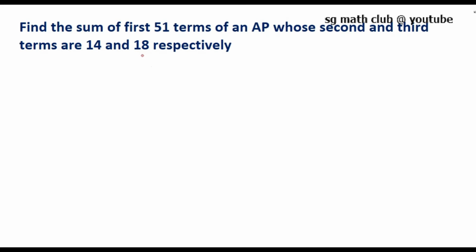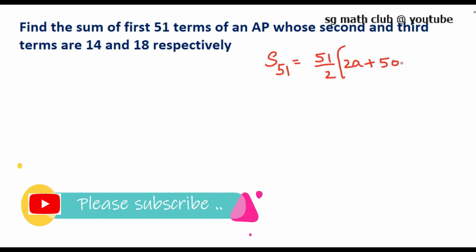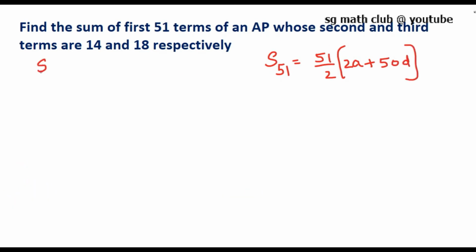Next one, find the sum of first 51 terms of AP whose second and third terms are 14 and 18 respectively. So we need to find out the sum of first 51 terms of AP, S51. It is 51 divided by 2 into 2a plus 50d. The general formula is Sn is equal to n by 2 into 2a plus n minus 1 into d. Since it is S51, 51 by 2 into 2a plus 50d.